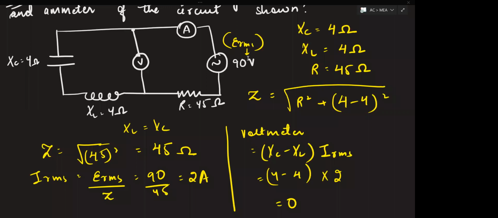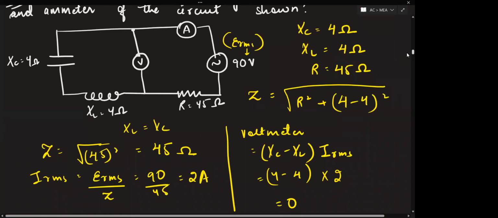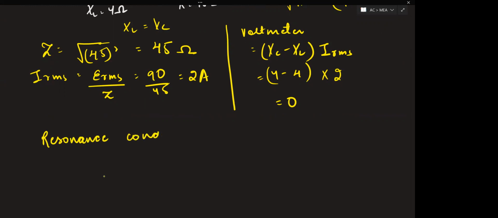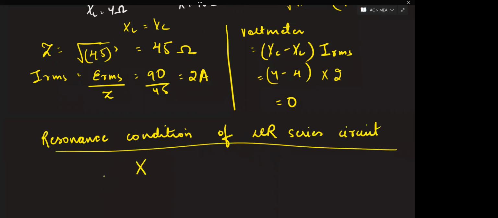What I was trying to tell you is this condition when XL is equal to XC. Here in this question, what did we have? We had XL as 4 ohm and XC as 4 ohm. So when XL and XC are both equal, we get a condition which we call the resonance condition of a series LCR circuit. Resonance condition means XL is equal to XC.